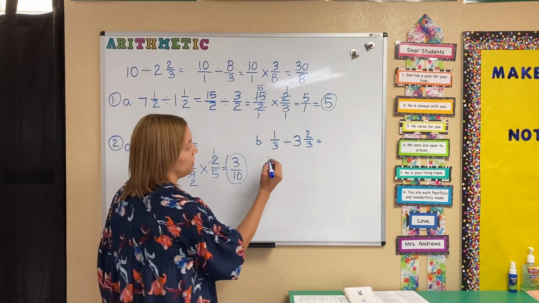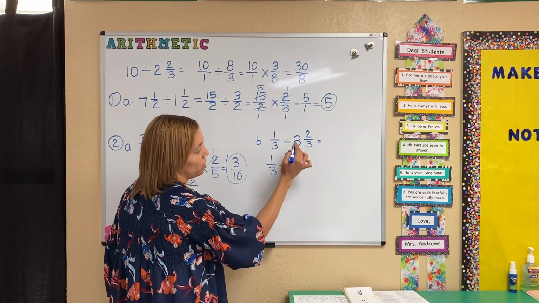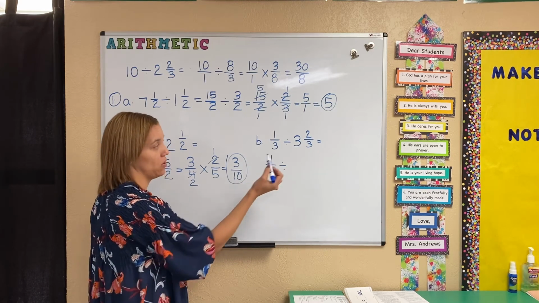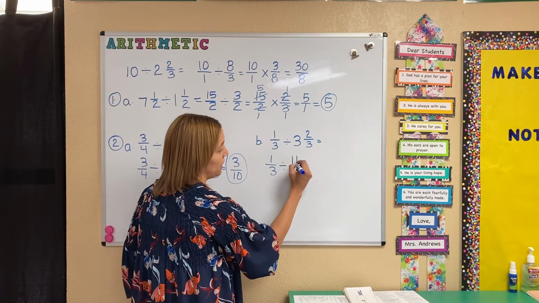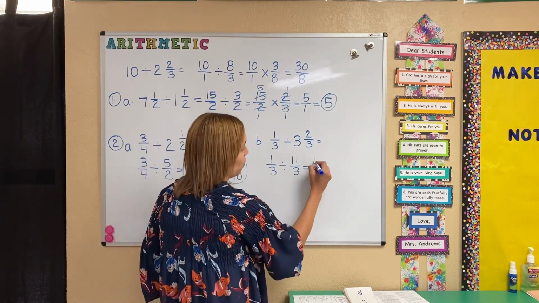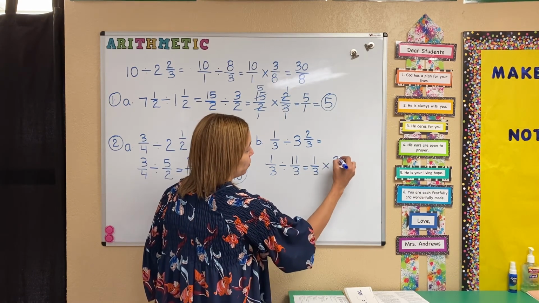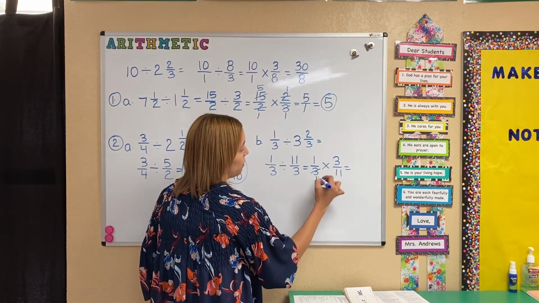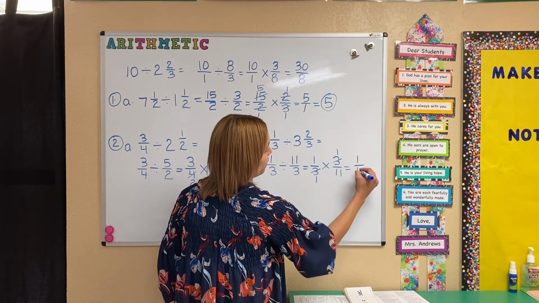Letter B. 1/3 divided by 3 2/3. So we have to make that an improper fraction. 3 times 3 is 9, plus 2 is 11, so 11/3. So 1/3 times 3 over 11, the 3s cancel, that would be 1. So it would be 1/11.